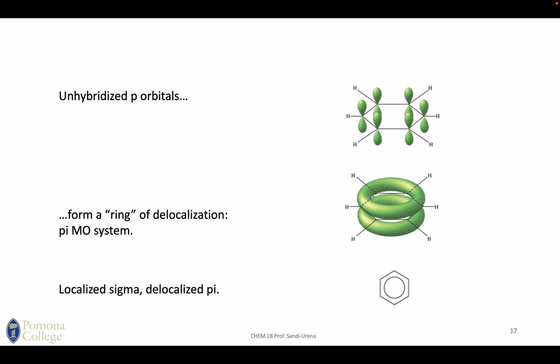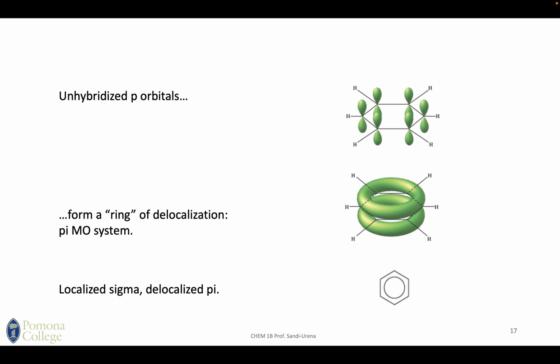And the electrons that reside in those p orbitals can move around that ring through the entire collection of 6 carbon atoms. And that's why we say that they are delocalized.